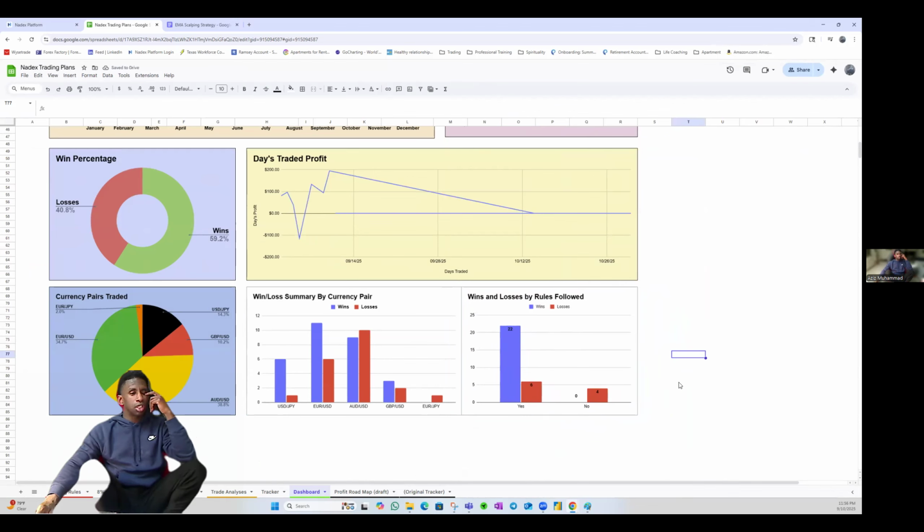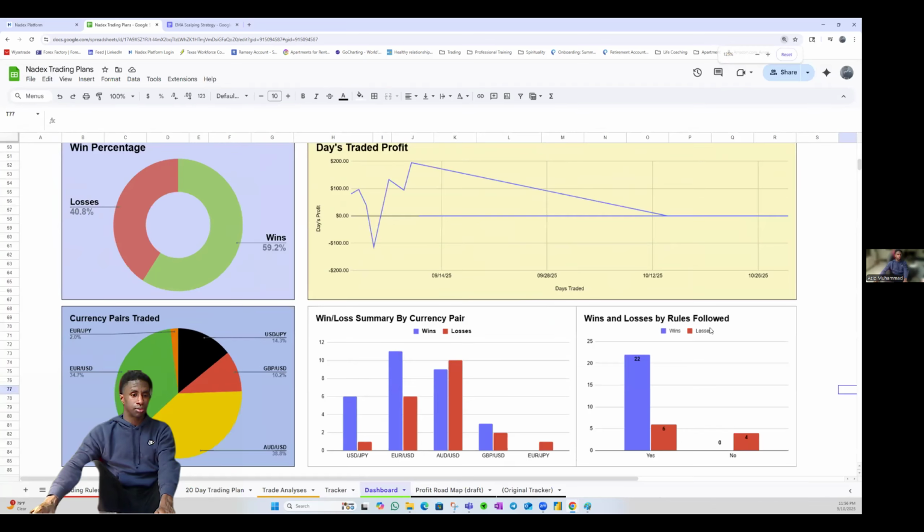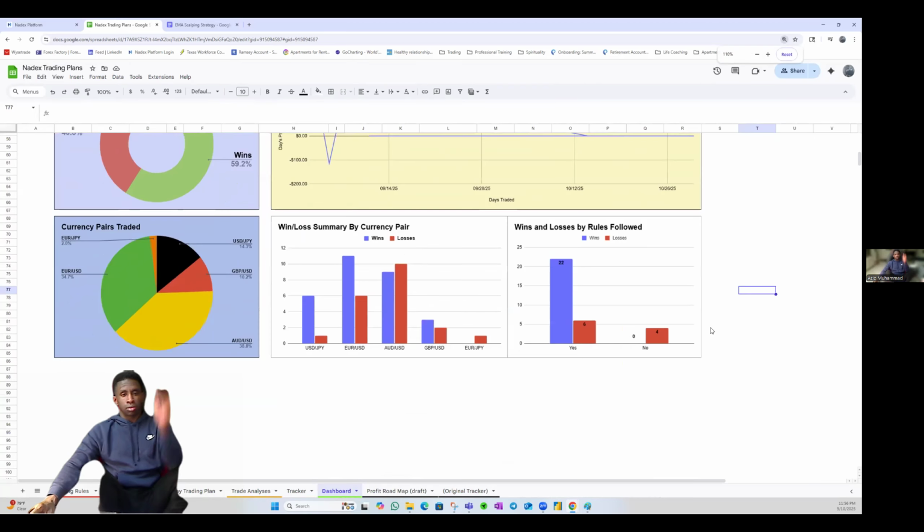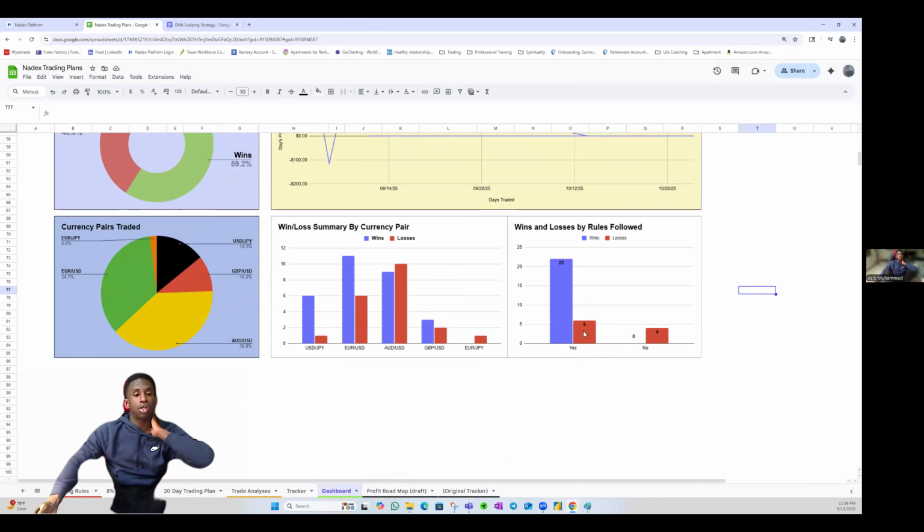This dashboard is gonna look amazing once I'm through with it, y'all. I followed my rules 28 times and I've won 22 times out of the 28. I didn't follow my rules 4 times, and I lost all 4 times. That's pretty good.